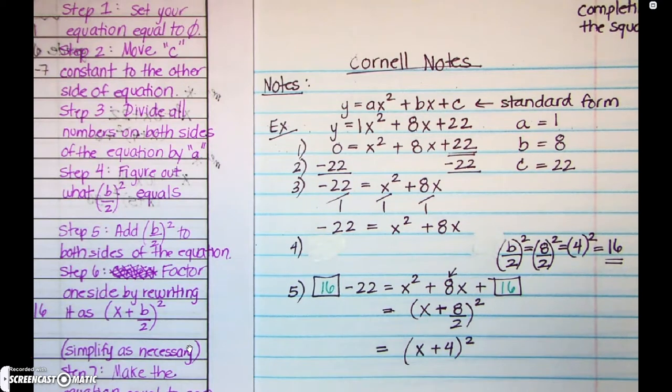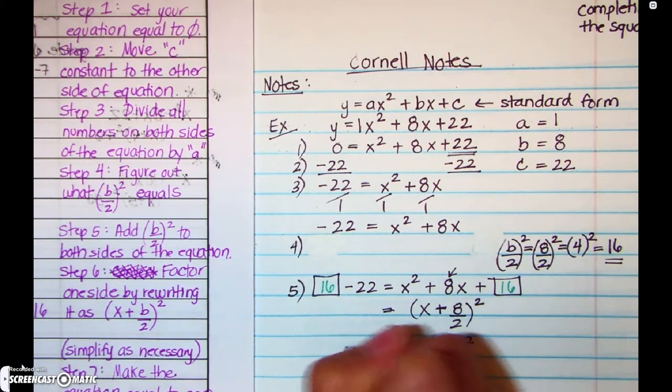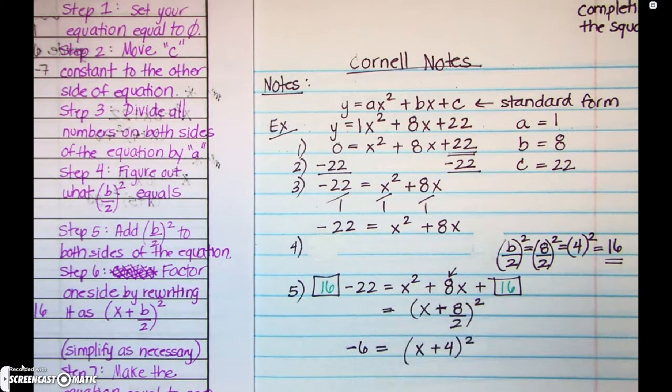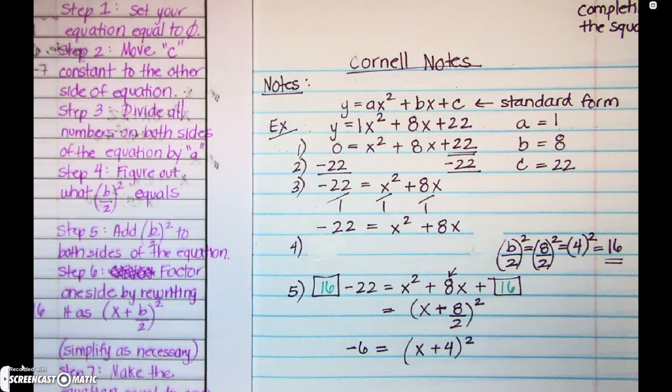What is 16 minus 22? That's right, it is a negative 6. 16 minus 22 is negative 6. Now we're on step 7.